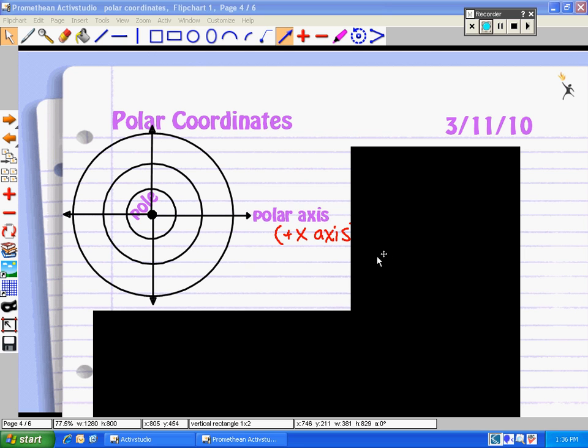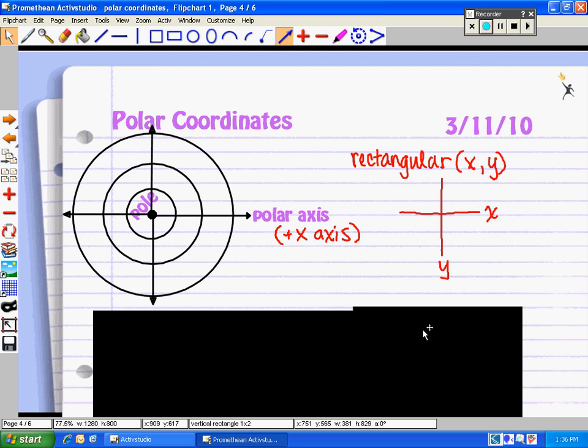Polar coordinates. Polar coordinates is very different than rectangular. Rectangular, we're used to using x comma y. We have the x-axis and the y-axis. Well, for polar coordinates, we have the pole, which we used to call the origin, and then we have the polar axes. Think of the polar axes as this positive x-axis.